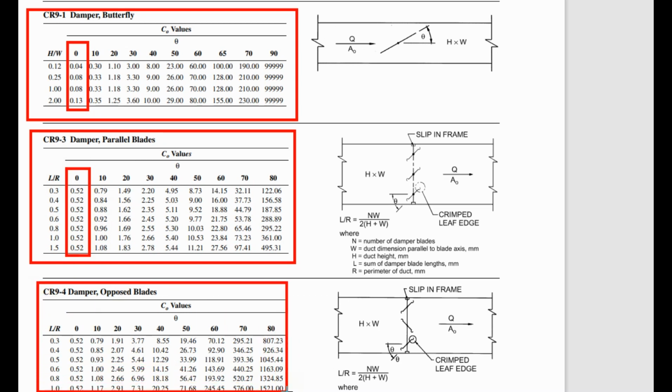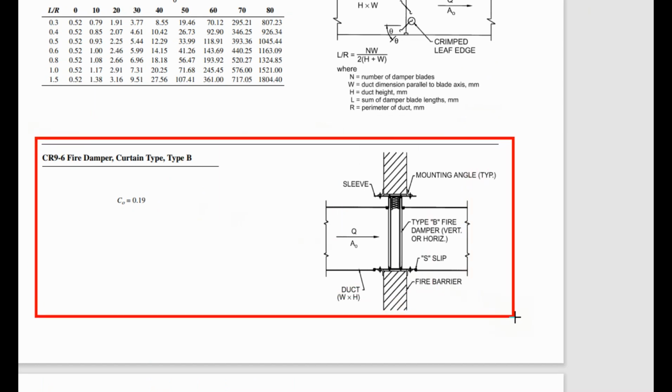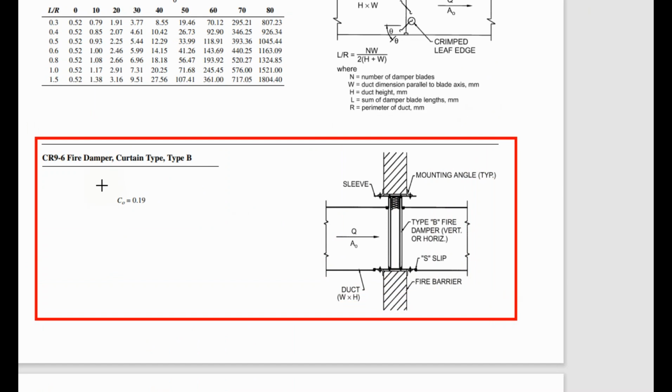Similarly, for opposed blade we will use this table, and for fully open again we will select the coefficient value for 0 degree, which is the same 0.52. For fire damper you can select the friction loss coefficient value from here, and its value is 0.19.